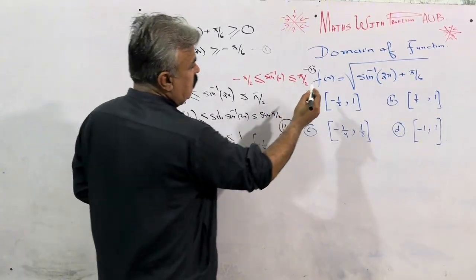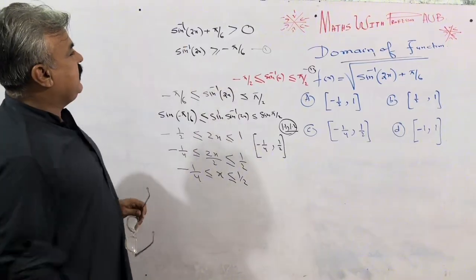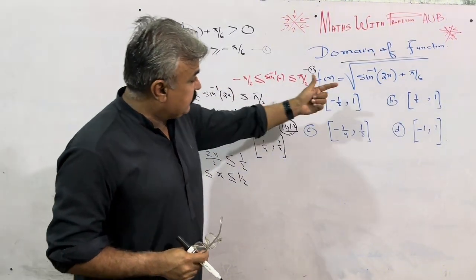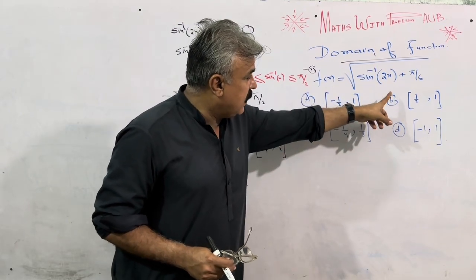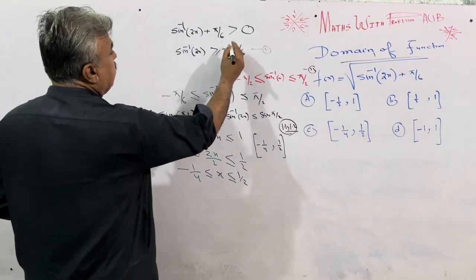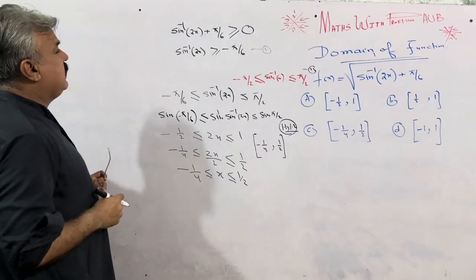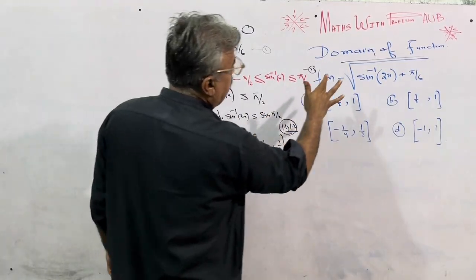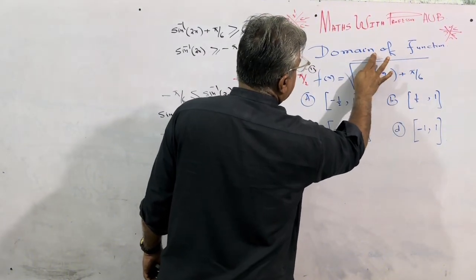If there had been a function like 1 over, then I would have taken sine inverse 2x plus pi over 6 greater than 0, if this is present in the denominator. If it is not present in the denominator, then we can afford 0 in the numerator. It is sine inverse 2x plus pi over 6 greater than or equal to 0. It is a window for your thinking. Please ponder over in that direction.